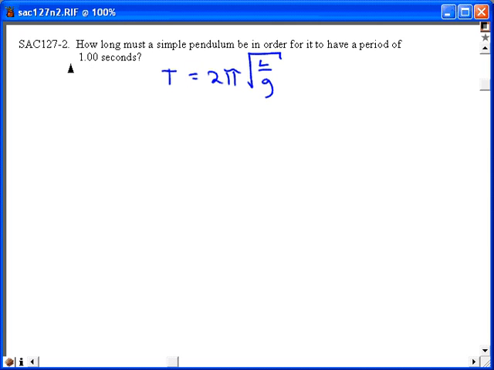Now we're supposed to find a pendulum that has a period T equal to 1 second, and what we want is the length. So we just have to solve this equation for the length. I'll divide both sides by 2 pi. I've got to get rid of the square root. The inverse function to the square root is the square, so I'll square both sides.